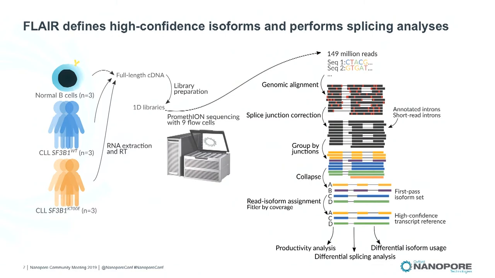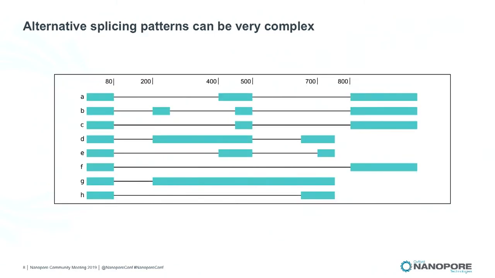So first, we built all of our isoforms with FLAIR, and we noticed that alternative splicing patterns can be very complex. For one, we're looking at cancer samples, and then on top of that, there's the splicing factor mutation. And we noticed that when we ran some short read alternative splicing callers on our data, and here's just an example gene, often it would miss or miscall some of the splicing events that we expected it to be calling properly. So we wrote our own caller.